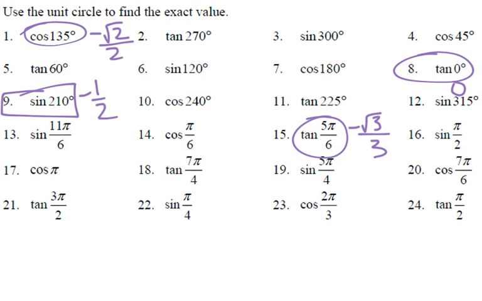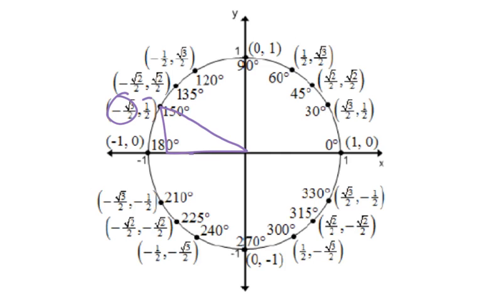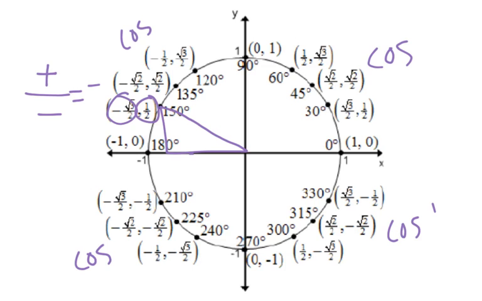Why is it a negative? Well, where is 150 degrees? 150 degrees is right there. Okay? So the cosine is negative. The sine is positive. Tangent is the sine over the cosine. Positive over negative still stays a negative. Okay, so if you think about it, cosine is negative over here and down here in quadrants 2 and 3. And it's positive in quadrants 1 and 4.